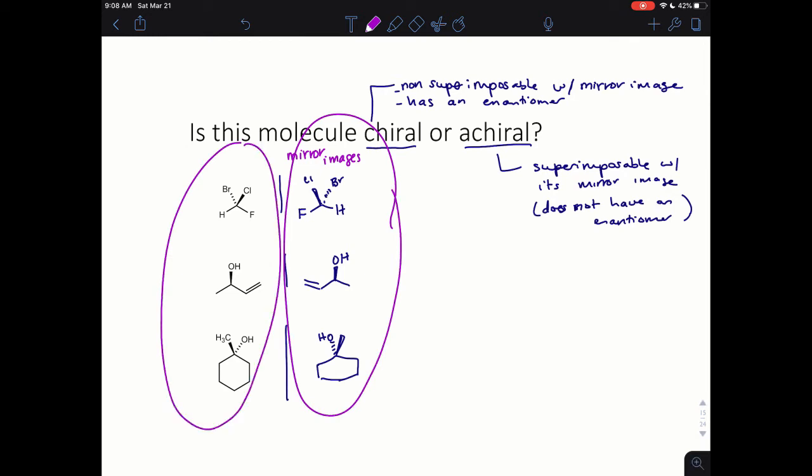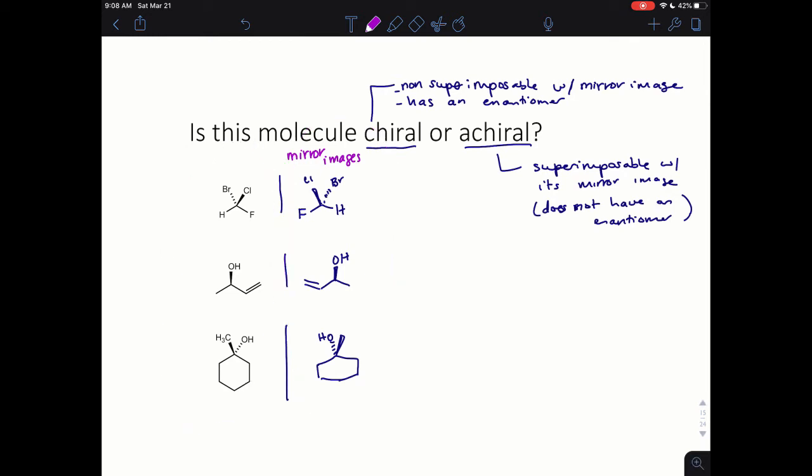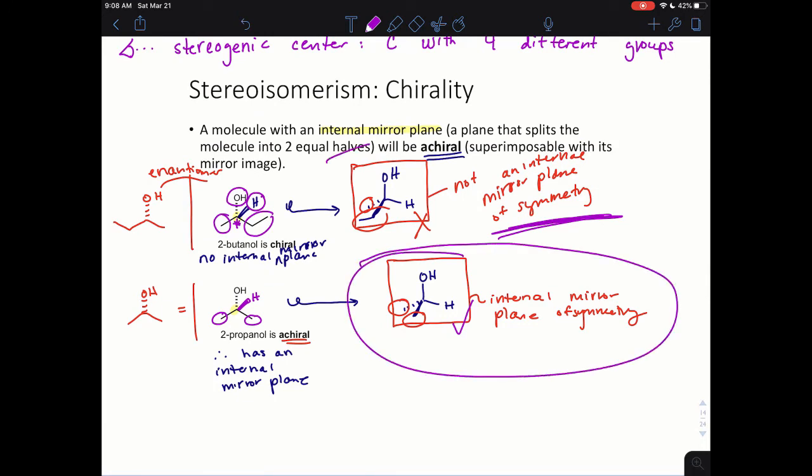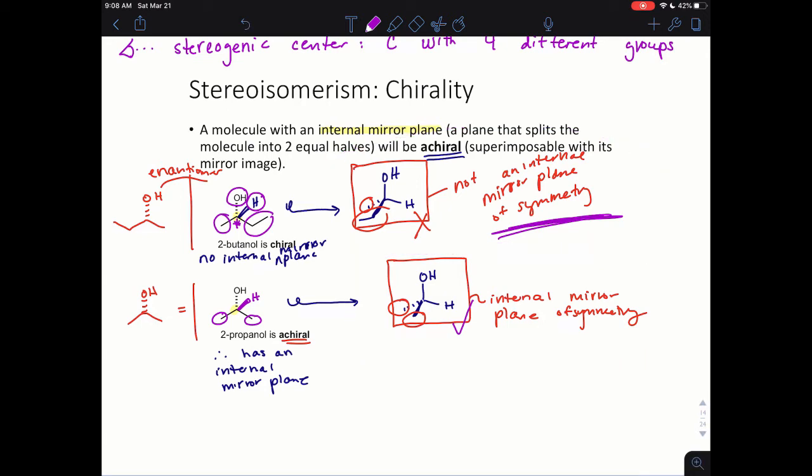So I've drawn the mirror images of these 3 molecules for which we want to know, are they chiral or achiral? And the question is, are the 2 mirror images superimposable, which would mean this would be achiral, or are they non-superimposable, which would mean this would be chiral, and these 2 would be different? That's the question. And to answer that question, we can do this a couple of ways. Remember, if the molecule itself has an internal mirror plane of symmetry, it'll be achiral. If it doesn't, it'll be chiral.